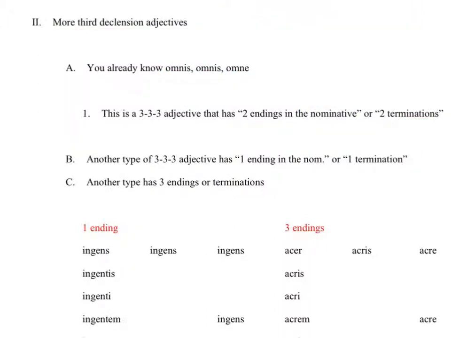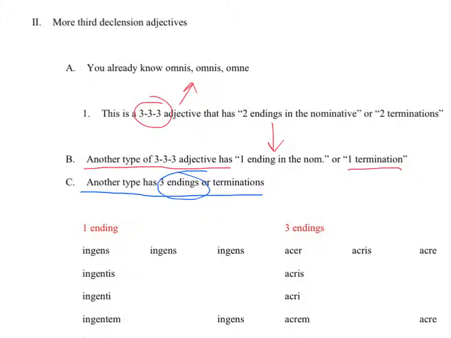That's what you've learned so far for 3-3-3 adjectives. The model is omnis, omnis, omne. There's another type of 3-3-3 adjective, however, that has one ending in the nominative, or one termination. And then there is yet another type of 3-3-3 adjective that has three endings. So to spell it out for you, adjectives in the third declension have one ending, some have two endings, and some have three endings, so-called. That is how most Latinists classify them: adjectives of one, two, or three endings.